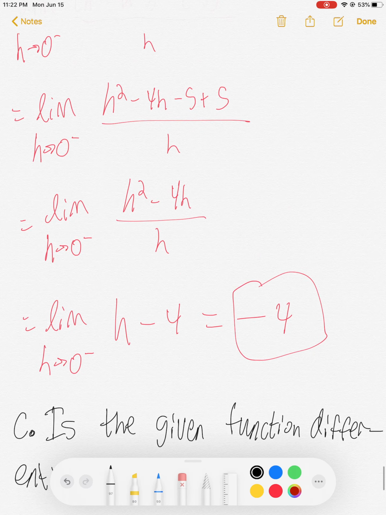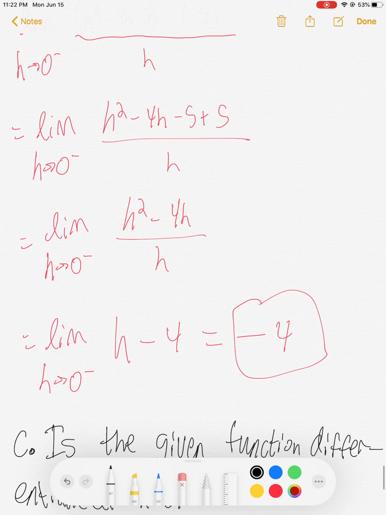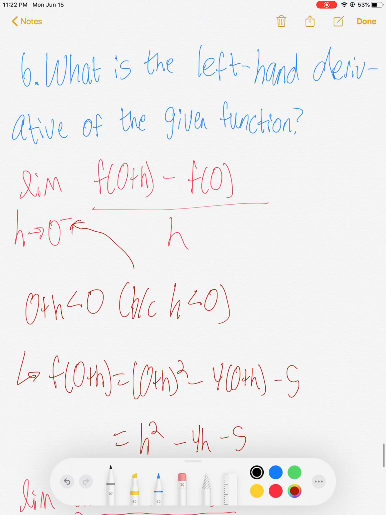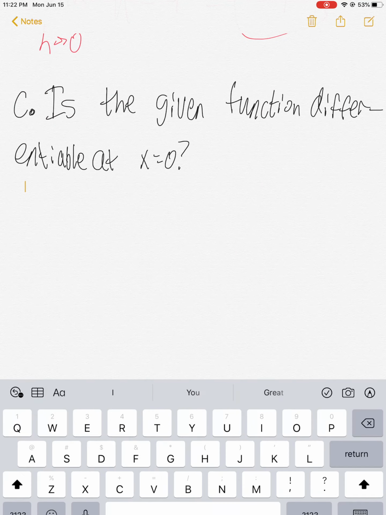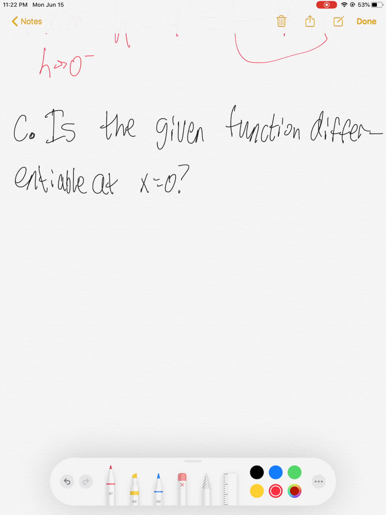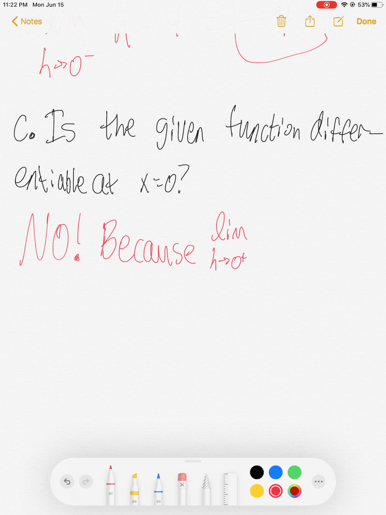That brings us to part C, which really gets at what the question was originally asking. And this is just a simple yes or no. Is the given function differentiable at x equals 0? Well, we see that the limit, whenever we approached from the left-hand side, we got negative 4. And whenever we approached from the right-hand side, we got positive 4.